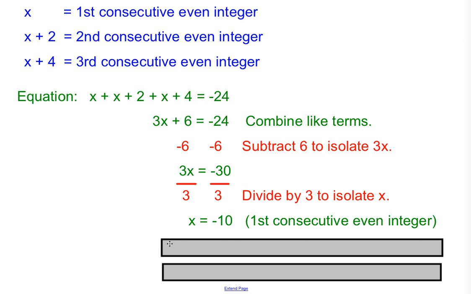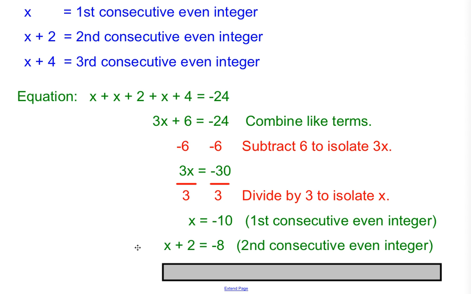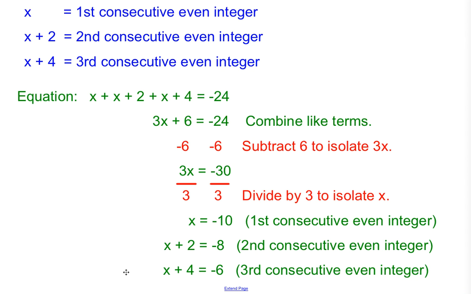So in order to find your second consecutive even integer, follow your declaration, take your x value, and add 2. So negative 10 plus 2 is negative 8. In order to find your third consecutive even integer, take your x value and add 4. So negative 10 plus 4 is negative 6.